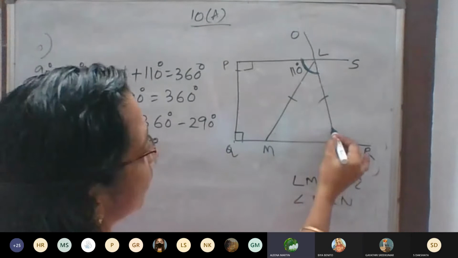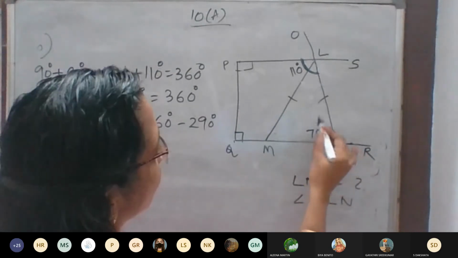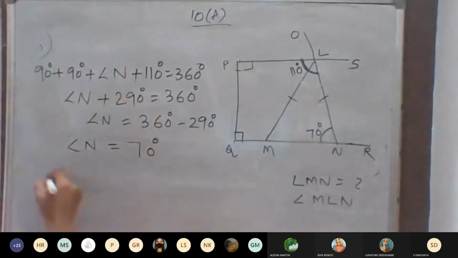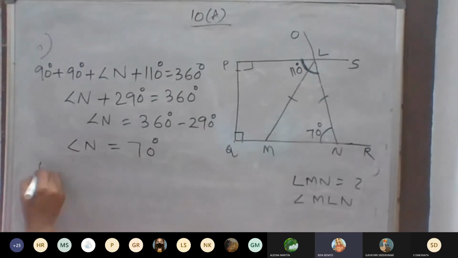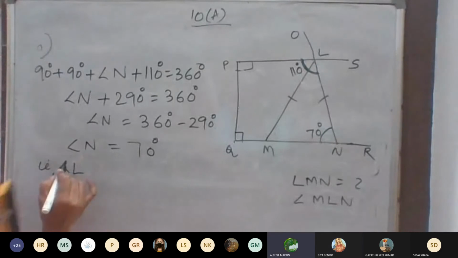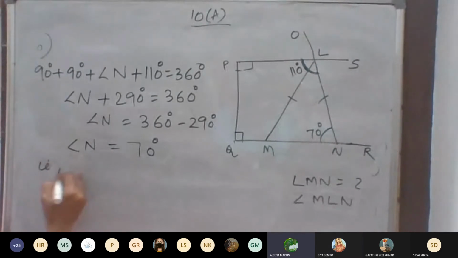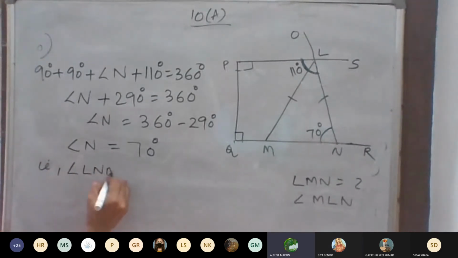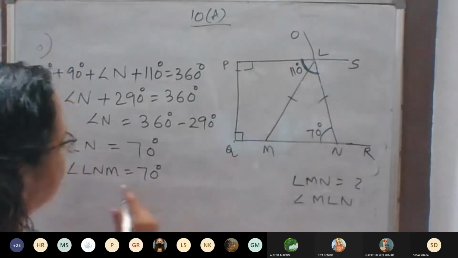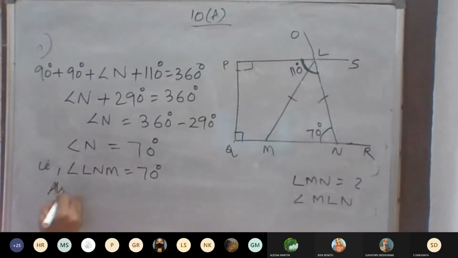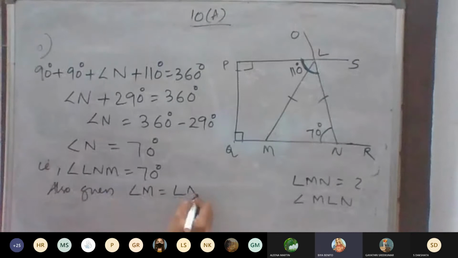So this angle we want as 70 degree. One clue is given. Given what? That is LM is equal to LN. That is angle LNM, now we got it as 70 degree. Also given what? LM is equal to LN.